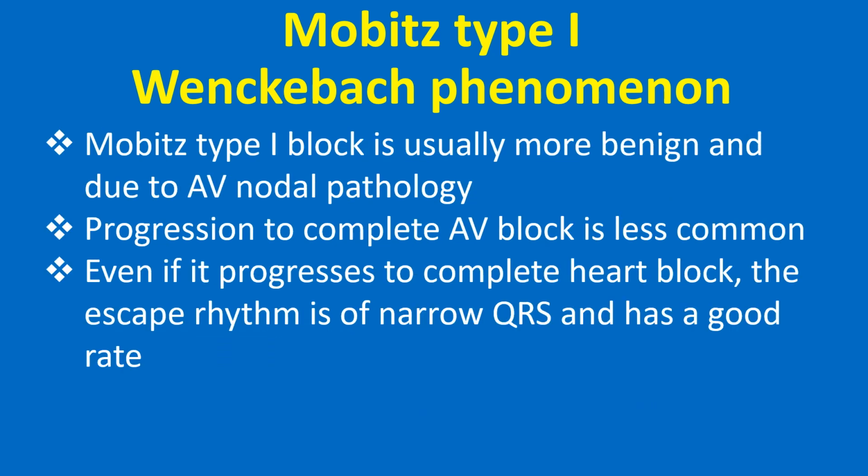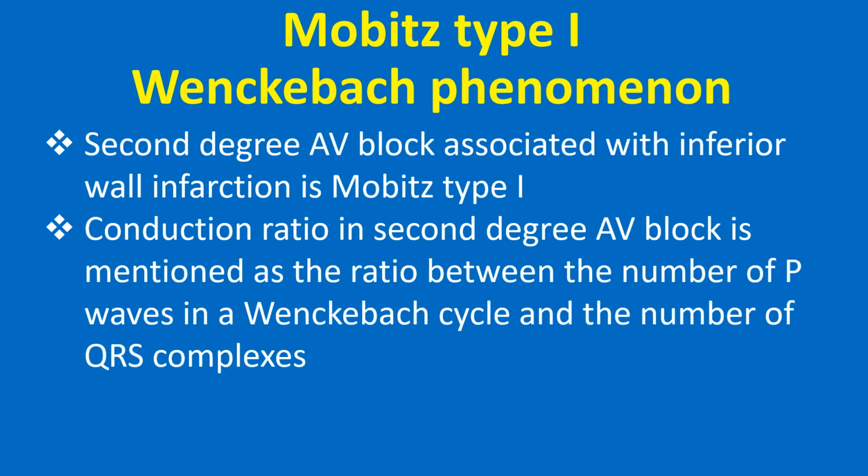Mobitz type 1 block is usually more benign and due to AV nodal pathology. Progression to complete heart block is less common. Even if it progresses to complete heart block, the escape rhythm is of narrow QRS and has a good rate. Second degree AV block associated with inferior wall infarction is Mobitz type 1.